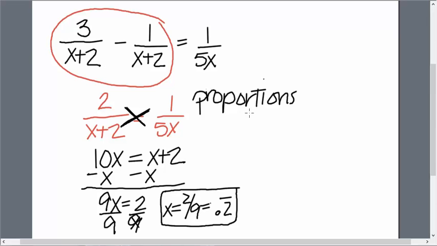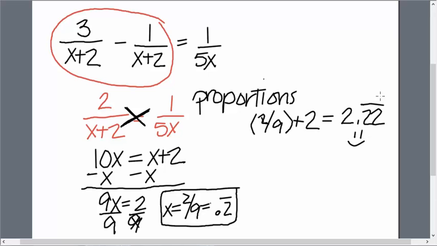I got x plus 2, or in other words, 2/9 plus 2, which comes out to be 2.222 repeating. That is not 0. That is a happy face solution. If we try 5x, so 5 times 2/9, we are going to get 10/9 or 1.111 repeating, which is also not 0. This is also a happy face solution. So this is not an extraneous solution. This is the solution.